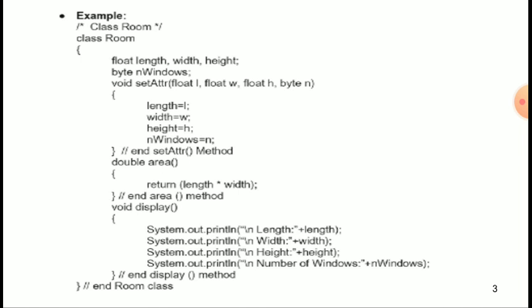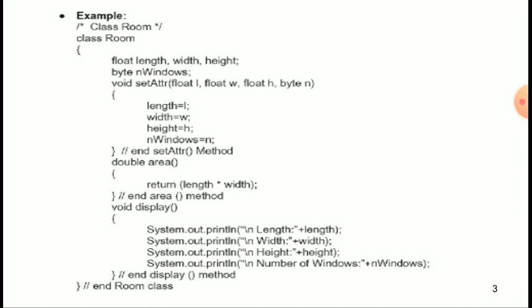Next is double area. Return length into width. That means end of the area method, end of the curly brackets. void display, starting curly brackets, System.out.println length, System.out.println width, System.out.println height, System.out.println number of windows, and end of the display method, and end of the Room class.